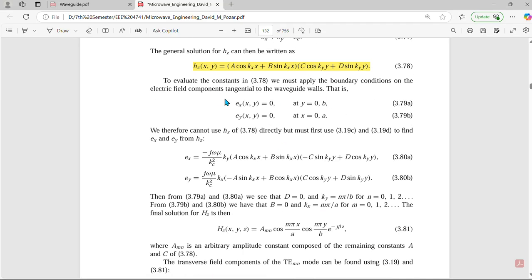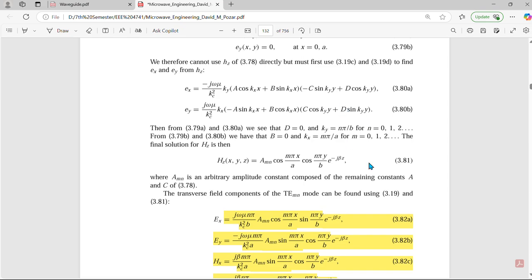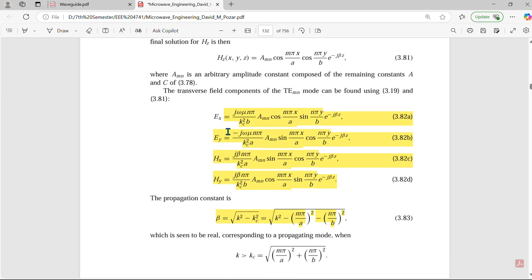Then, in a similar process, by equating Ex equal to 0, Ey equal to 0 and following other steps, we can derive the other equations like Ex, Ey, Hx, Hy for the rectangular waveguide. In this figure, Ex equals j omega mu n pi divided by kc squared b, times the amplitude Amn. The values of m and n are 1, 0, or 1, 1. By changing the values, we get different modes like TM10, TM11, and so on. M and n basically denote the modes of the transverse mode.